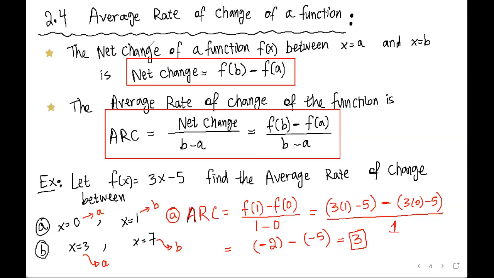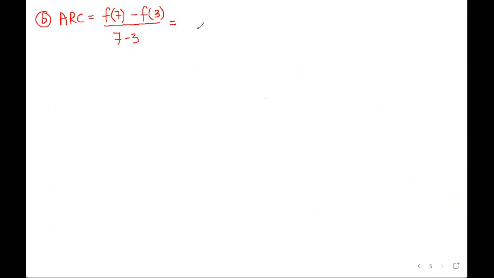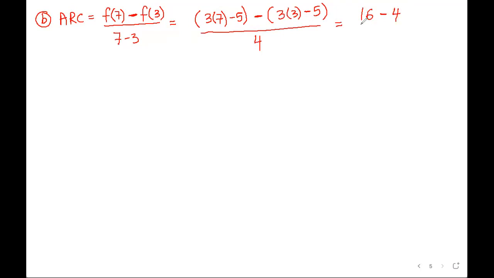The function is 3x minus 5. So you plug the 7 inside the 3x minus 5 and get 3 times 7 minus 5, minus 3 times 3 minus 5, over 7 minus 3, which is 4. 7 times 3 is 21, minus 5 is 16, minus 3 times 3 is 9, minus 5 is 4, over 4. 16 minus 4 is 12, over 4, and the final answer is 3.